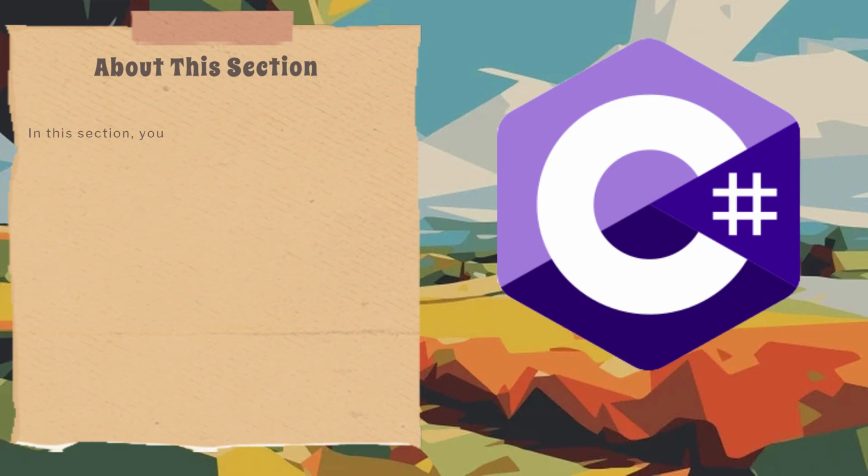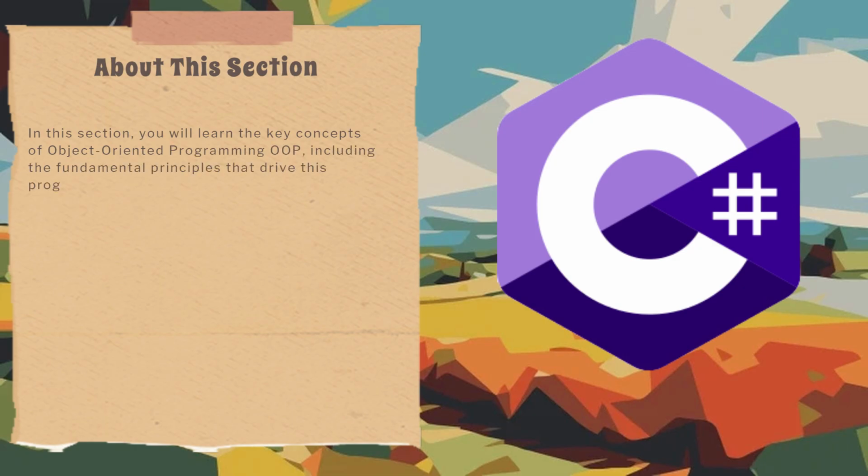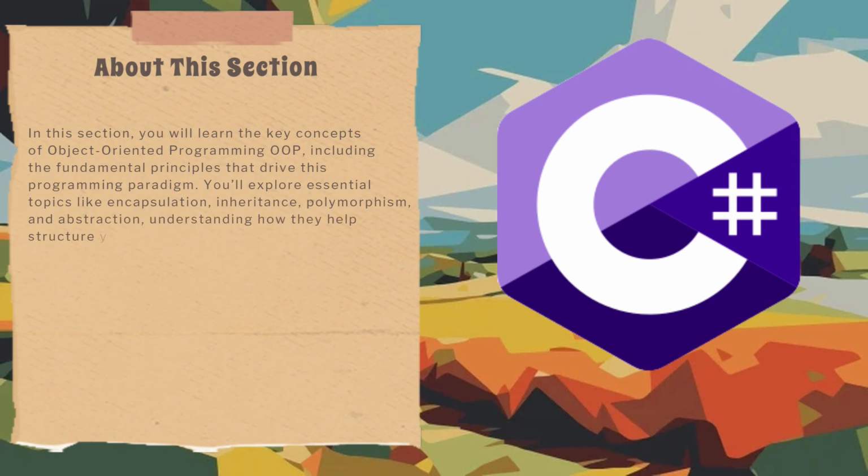In this section, you will learn the key concepts of object-oriented programming (OOP), including the fundamental principles that drive this programming paradigm. You'll explore essential topics like encapsulation, inheritance, polymorphism, and abstraction, understanding how they help structure your code for better modularity, flexibility, and maintainability.